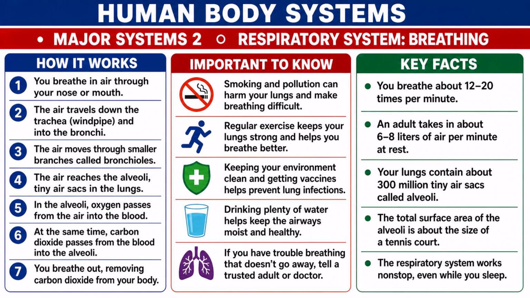Now let's reiterate and rediscuss some of the key facts. You breathe about 12 to 20 times per minute. An adult takes in about 6 to 8 liters of air per minute at rest. Your lungs contain about 300 million tiny air sacs called alveoli. The total surface area of the alveoli is about the size of a tennis court. The respiratory system works nonstop, even while you sleep.